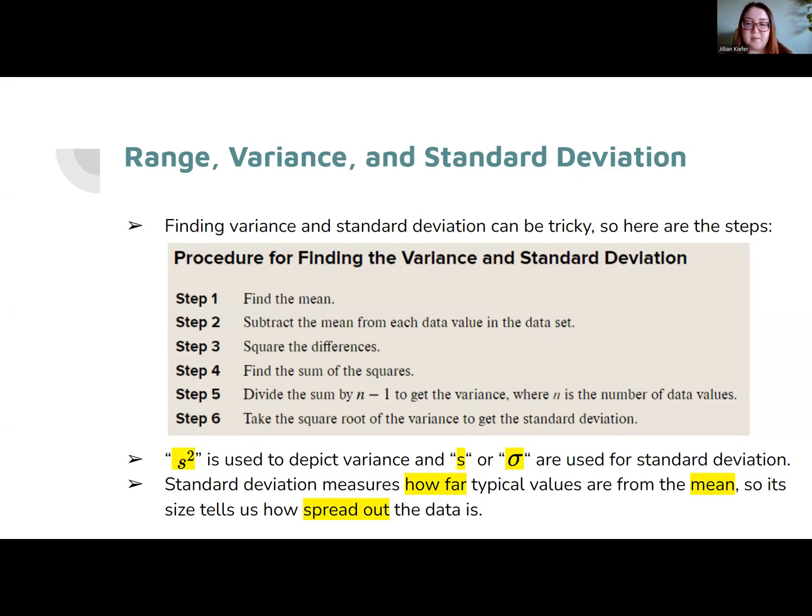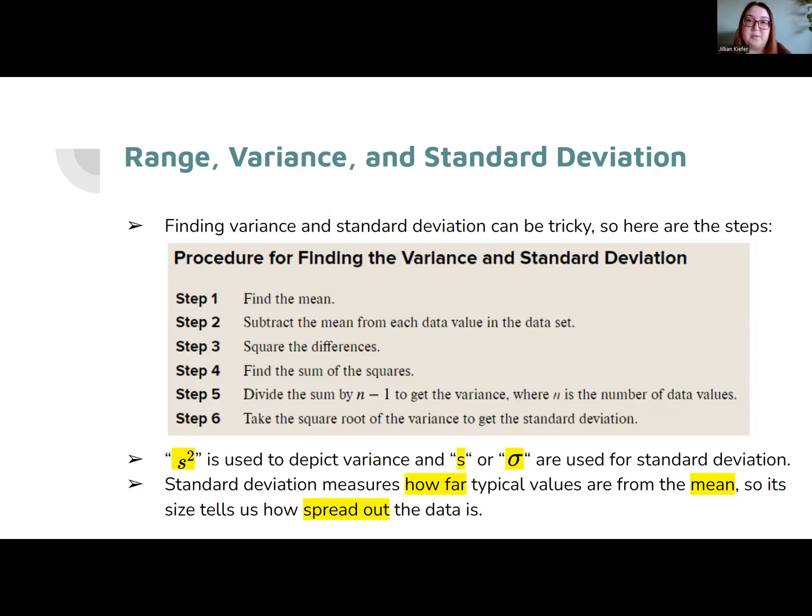Step 2 is to subtract the mean from each data value in the data set. So you're going to subtract that value from every value in the data set. Step 3, you'll square the differences. So all those differences that you found from step 2, you will square all of those numbers. Step 4, you will find the sum of the squares. So all of those values that you squared, you'll add all of those values together. Step 5 is to divide the sum by n minus 1, where n, of course, is the number of values, to get the variance. And that gives you the variance in that case.